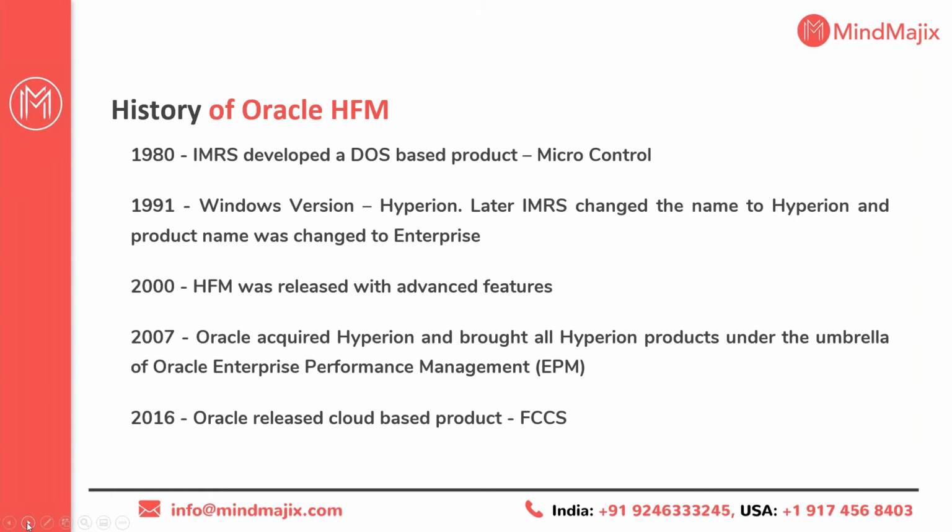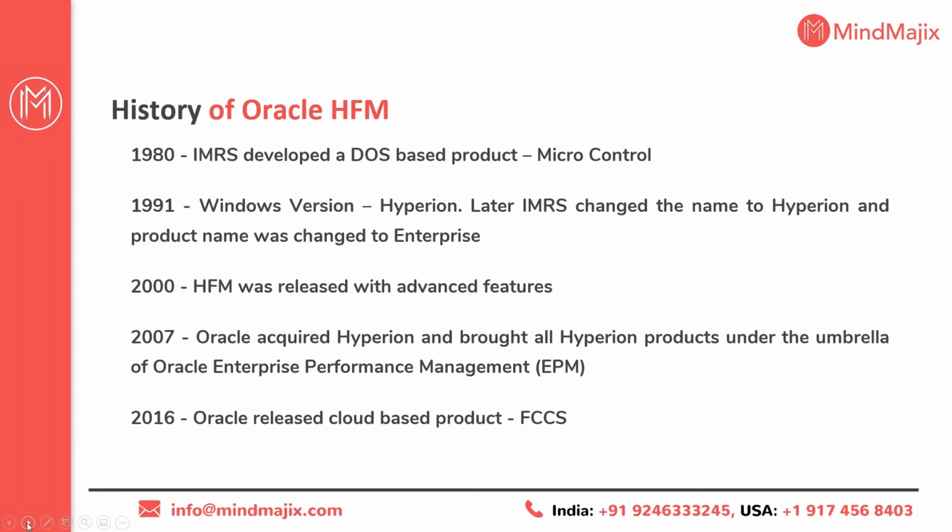So in 2000, HFM was released, which is, I will say, an advanced version of Enterprise. In 2007, Oracle acquired Hyperion, because Oracle did not have a data warehousing tool in the market where they could compete with other tools that we have, like SAP and all.